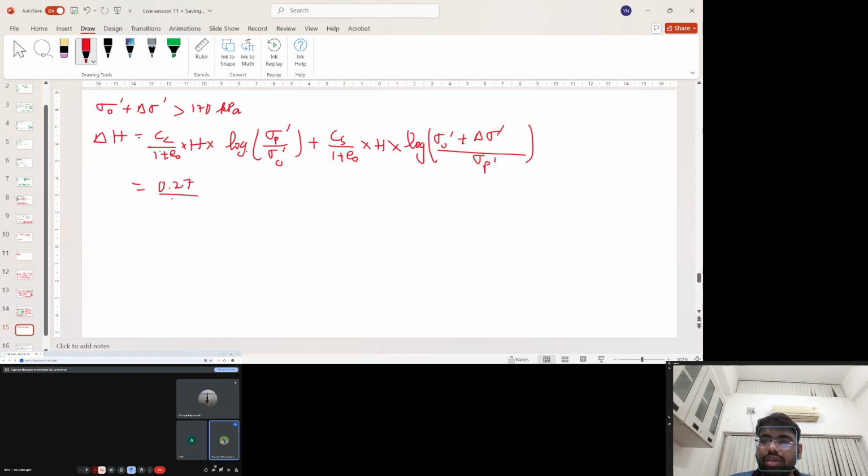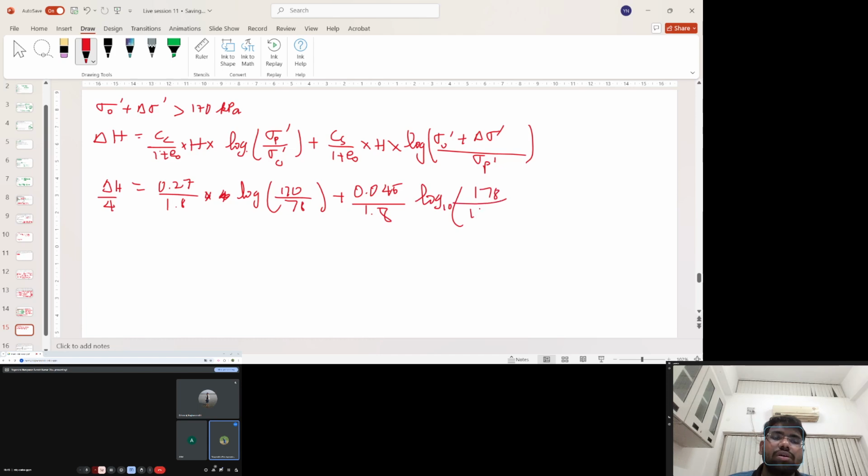So it will be 0.27 by 1.8 into 4, or you can take this 4 to this side, delta H by 4 for simplicity, log of 170 by 78, plus 0.045 by 1 plus e naught, which is 1.8, log of 178 by 170. How much are we getting?